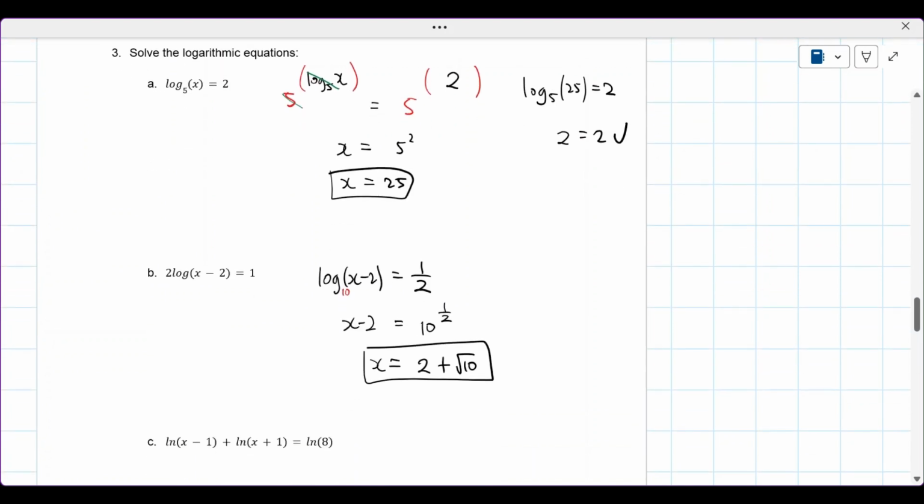Let's try the other question as well. So I'm going to check that 2 log of 2 plus square root of 10 minus 2 equals 1. I'm going to just use a calculator. 2 log of 2 plus square root of 10 minus 2, close bracket, and it is indeed equal to 1. So yes, that is the right answer.